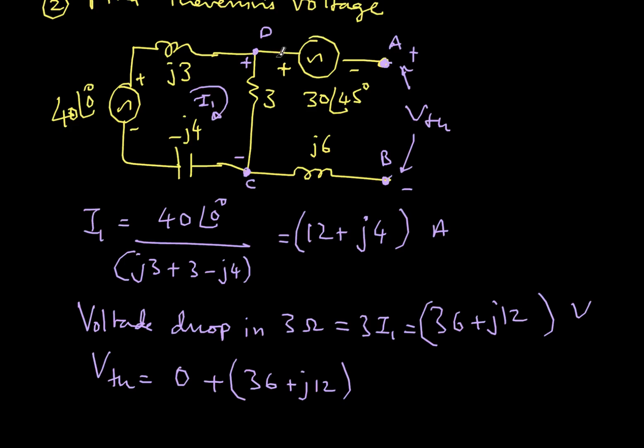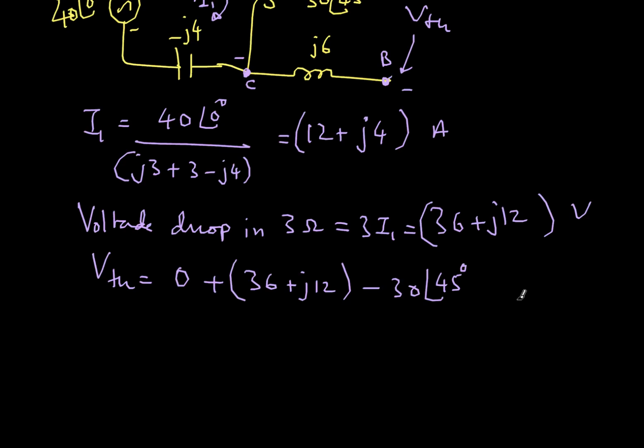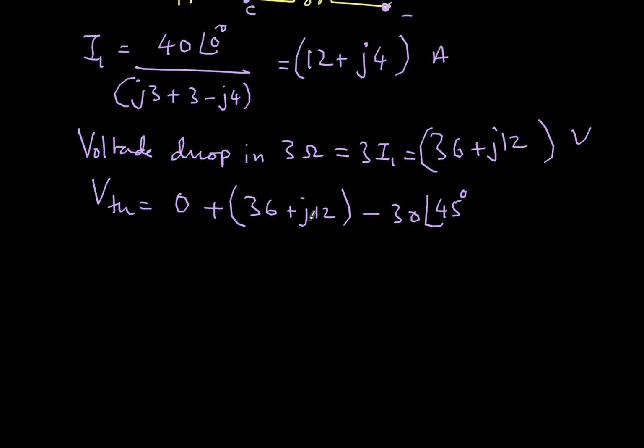So my voltage is falling down. So therefore I have to give a minus sign: 30 angle 45 degrees. So this is my total Thevenin's voltage. Now the problem is here, this is in rectangular form and this is in polar form, and I want to subtract. So I have to convert this into rectangular form, and then I'll be able to subtract. So how do you represent that?